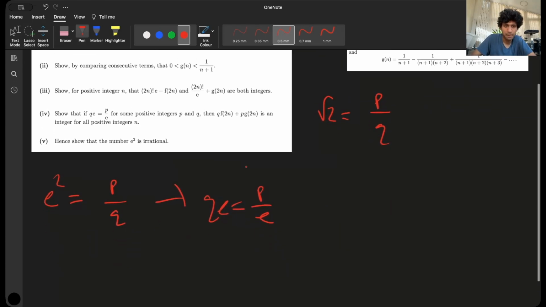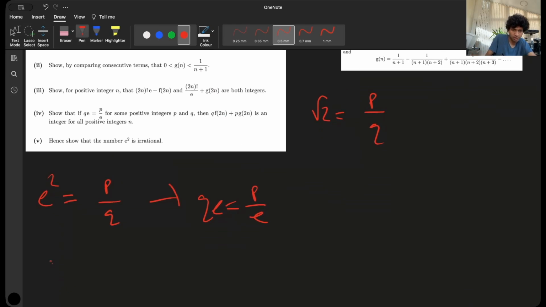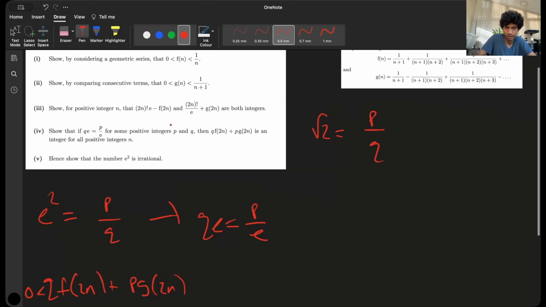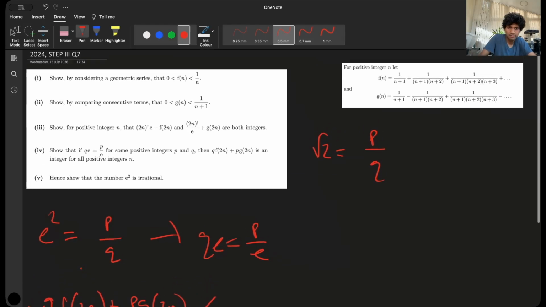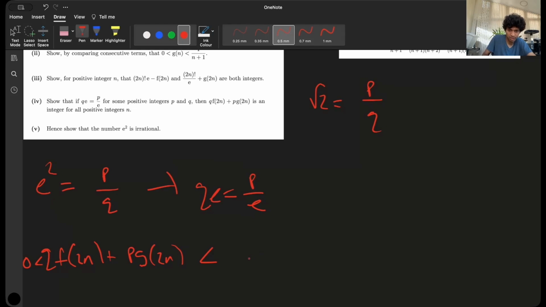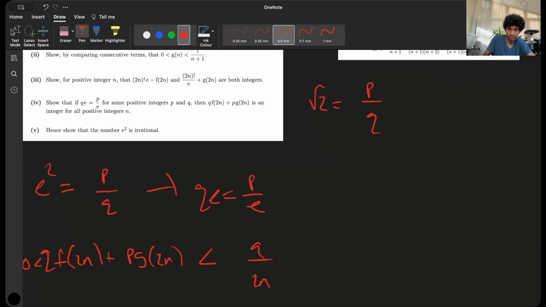that out properly. So we know from the first and second parts that qf of 2n plus pg of 2n, well, firstly, they're both strictly bigger than 0 because we have the same lower bound for both f and g, and then they're strictly less than. So f of n was less than 1 over n, so this is now q over 2n, and then g of 2n is going to be strictly less than 1 over 2n plus 1, but that's also strictly less than 1 over 2n. So I'm just going to write this as p over 2n as well. So this is p plus q over 2n.